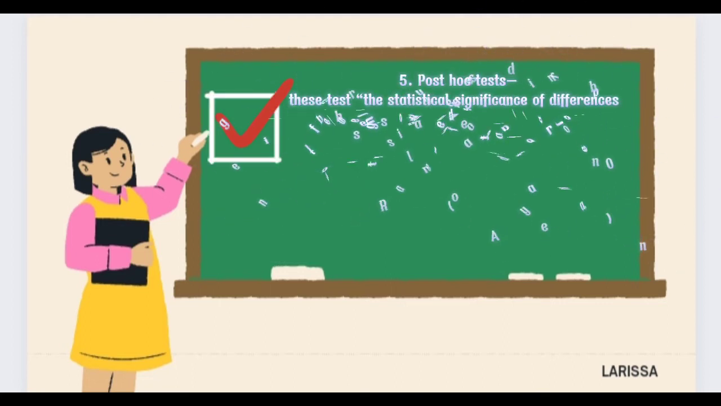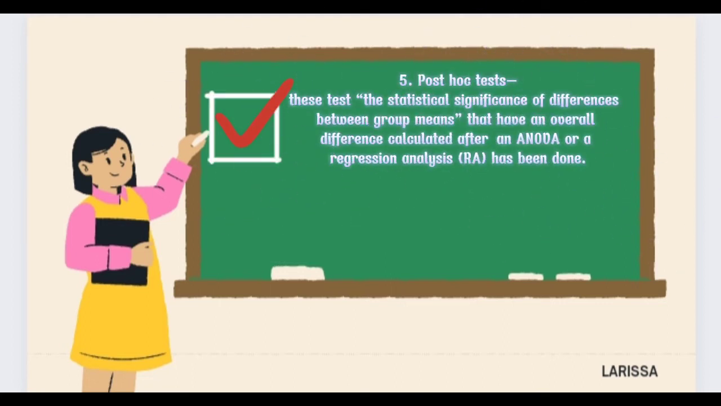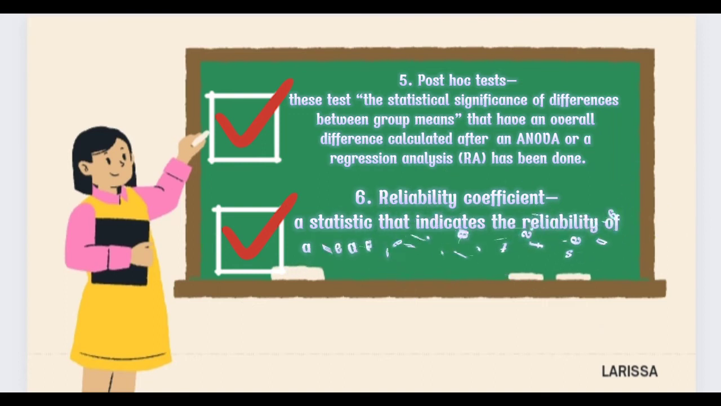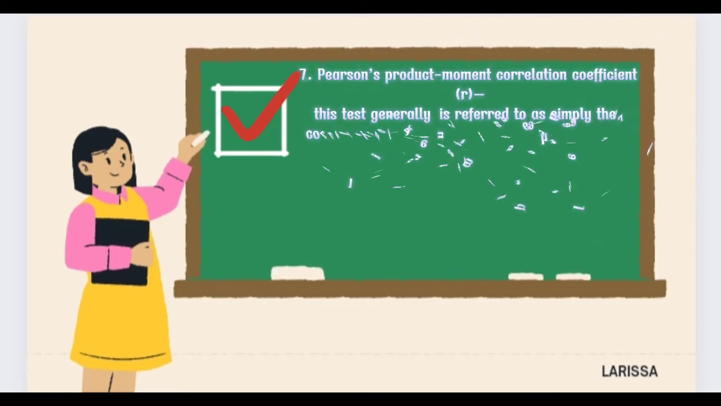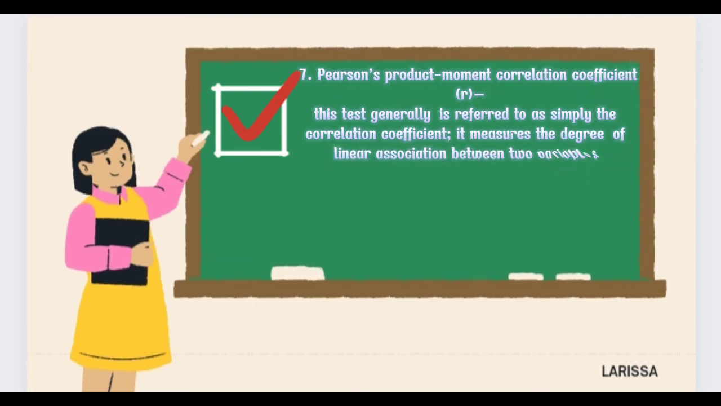5. Post hoc tests. These test the statistical significance of differences between group means that have an overall difference calculated after an ANOVA or a regression analysis RA has been done. 6. Reliability coefficient. A statistic that indicates the reliability of a measurement, that is, a test, scale, etc. 7. Pearson's product moment correlation coefficient. This test generally is referred to as simply the correlation coefficient. It measures the degree of linear association between two variables.